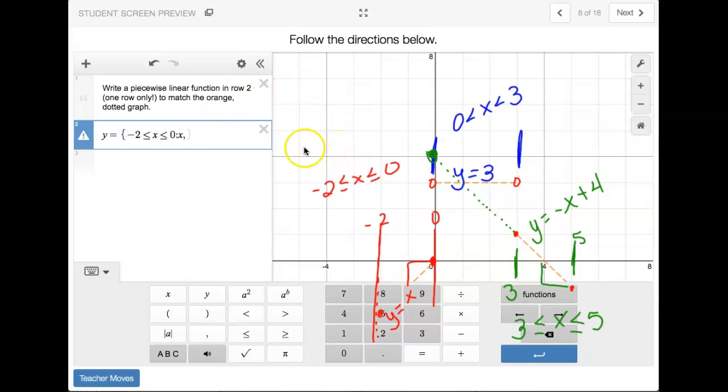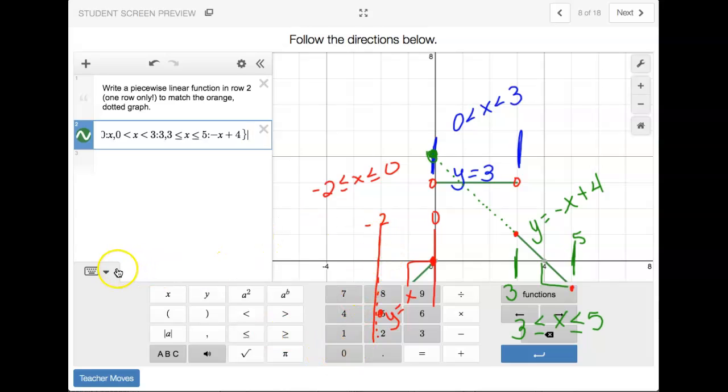My next part is what I've written in blue. The domain for that is 0 is less than x, which is less than 3. And the expression for that is just y equals 3, so just a plain 3, comma, and then for the green part, our domain is 3 is less than or equal to x, which is less than or equal to 5, colon, and then the equation -x plus 4.